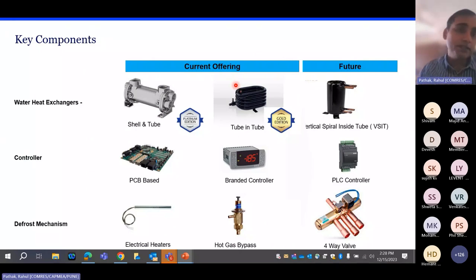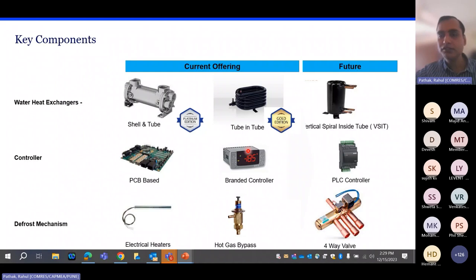All right. So apart from the compressor, there are few more components which are important from the function of a heat pump, right? One is the heat exchangers. I mean, the water heat exchanger, particularly on the condenser side, where you exchange the heat from a refrigerant and pass on this heat to the water, which you save in a separate tank. Now, there are different types of condensers available, right? Like shell and tube and then tube in tube. People are talking about the VSIT, which is a cost-effective version of your tube in tube, right?